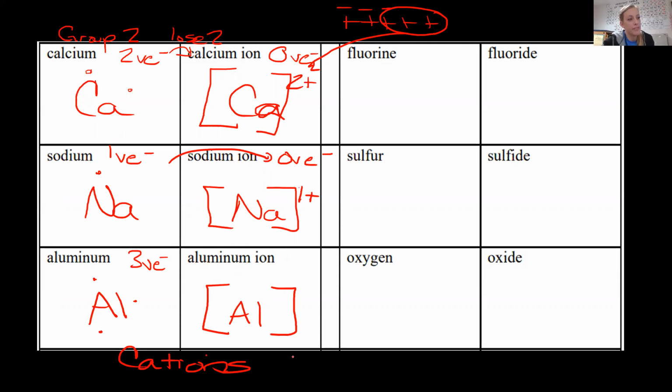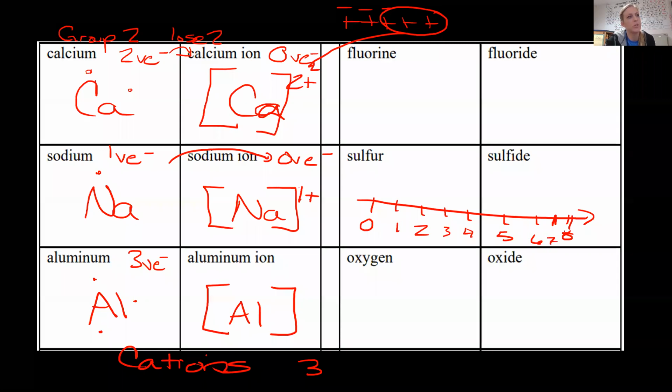So here we have 3 valence electrons. Think about it like a number line. If I draw, I'll erase this in a second. Think of it like a number line from 0 to 8. 1, 2, 3, 4, 5, 6, 7, 8. So we're looking at steps. If we're at 3, is it less steps to get to 0 or less steps to get to 8? Less steps to get to 0.